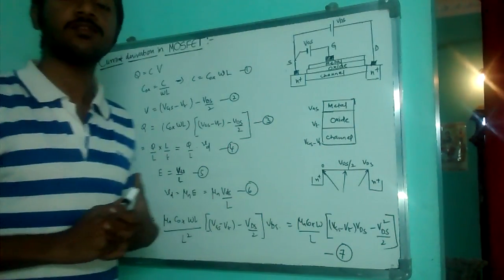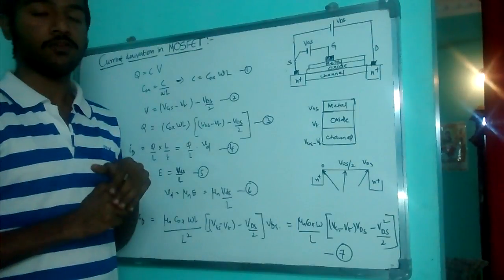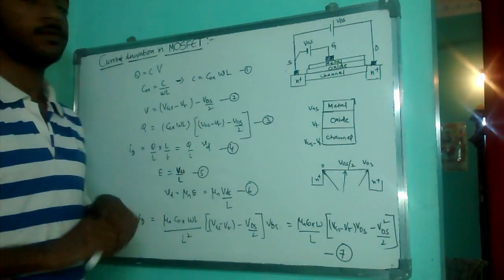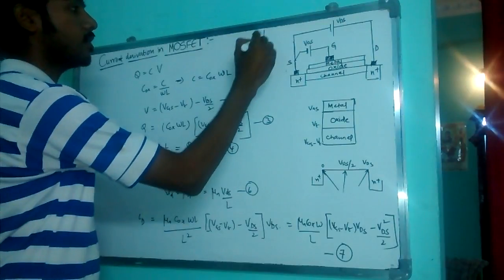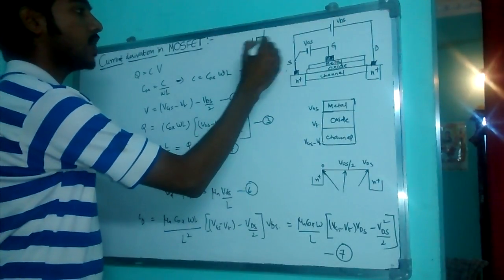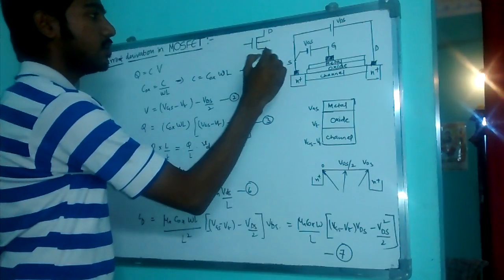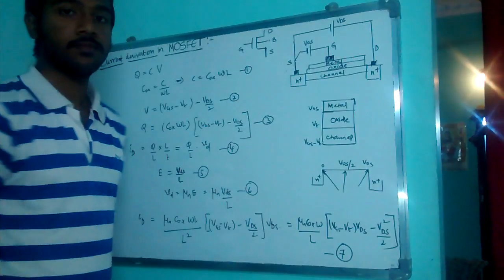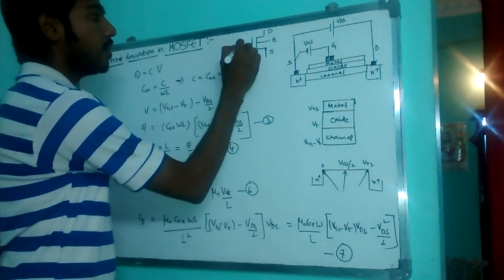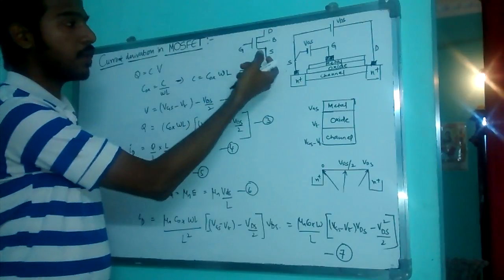Hi friends, in this video we are going to derive the current ID in a MOSFET. Whenever we talk about a MOSFET, it is a four-terminal device: drain, source, gate and body. Whenever there is a current in the drain, the same current will enter the source.